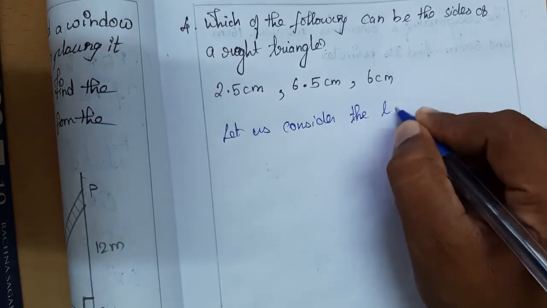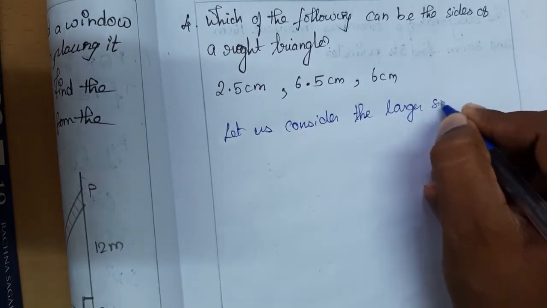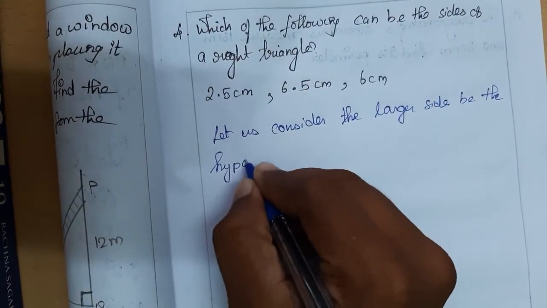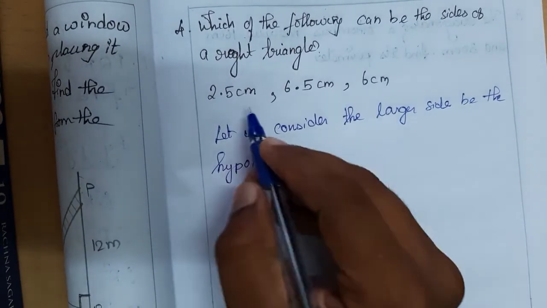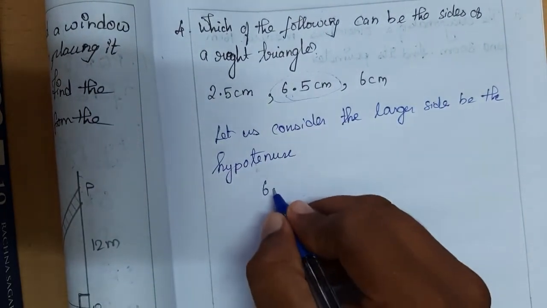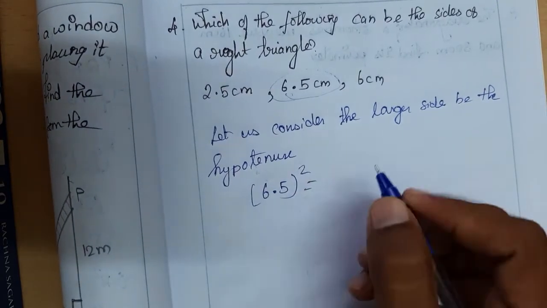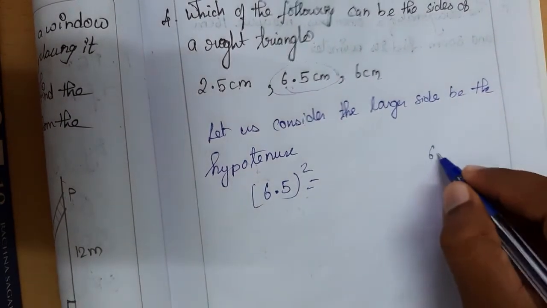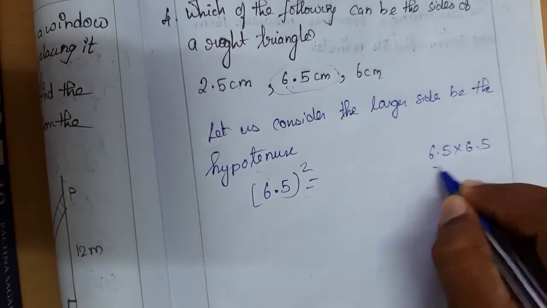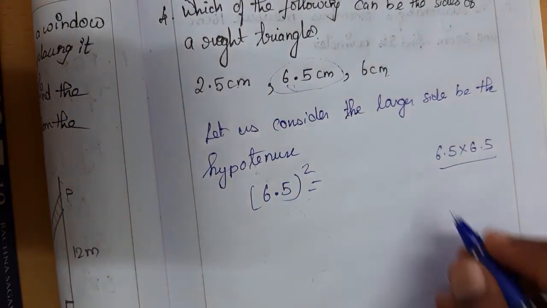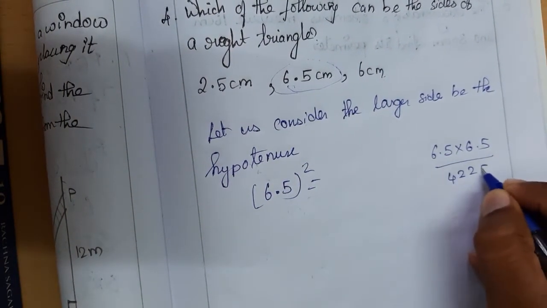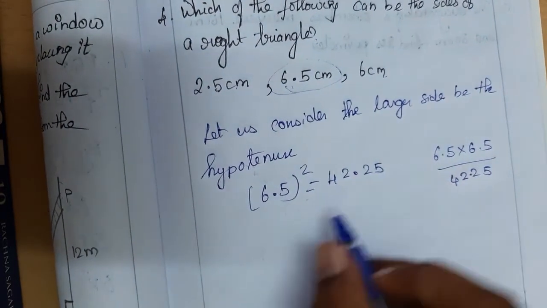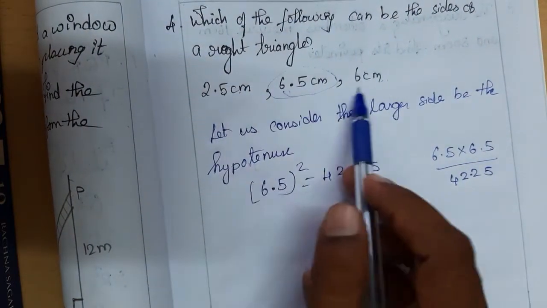Consider the larger side to be the hypotenuse, right? So here which is the larger? 6.5. If you square the 6.5, it has to be equal to the sum of the squares of these two sides, right? So squaring 6.5 means 6.5 into 6.5. Clear? So 65 into 65 we will get 4225, and as there are 2 decimal places, we will keep it as 42.25, right? Next we have to square the other sides and add them.